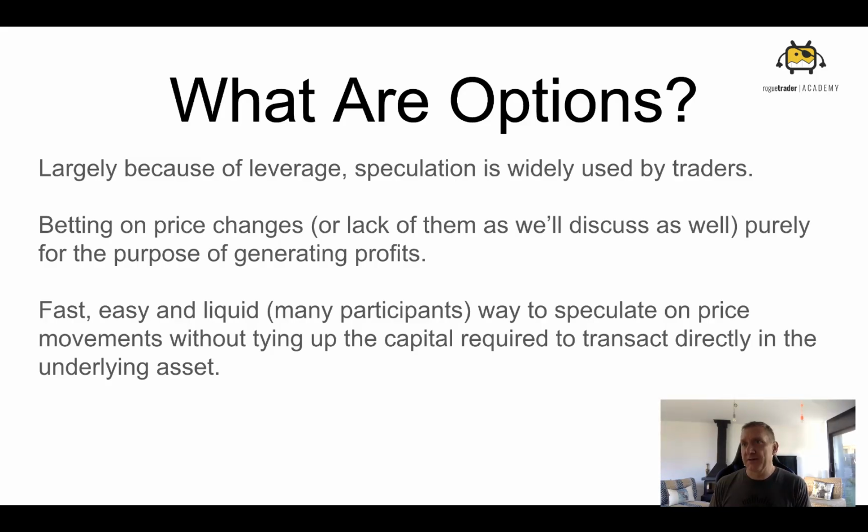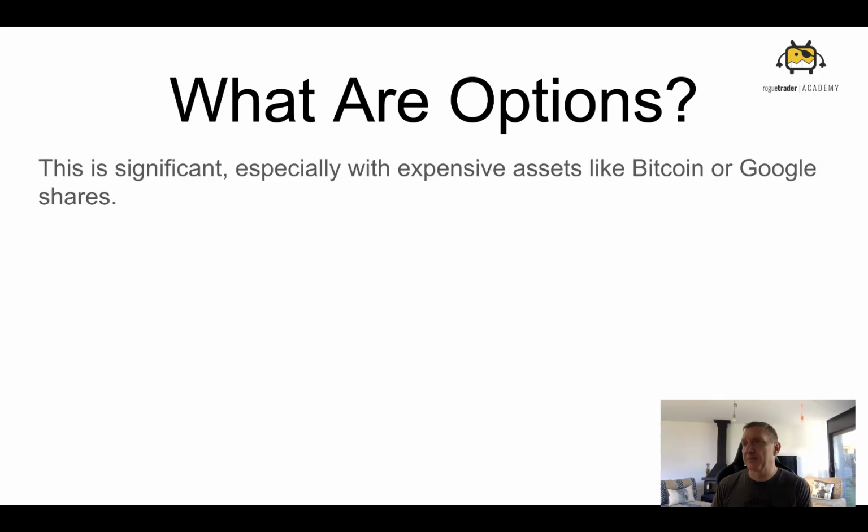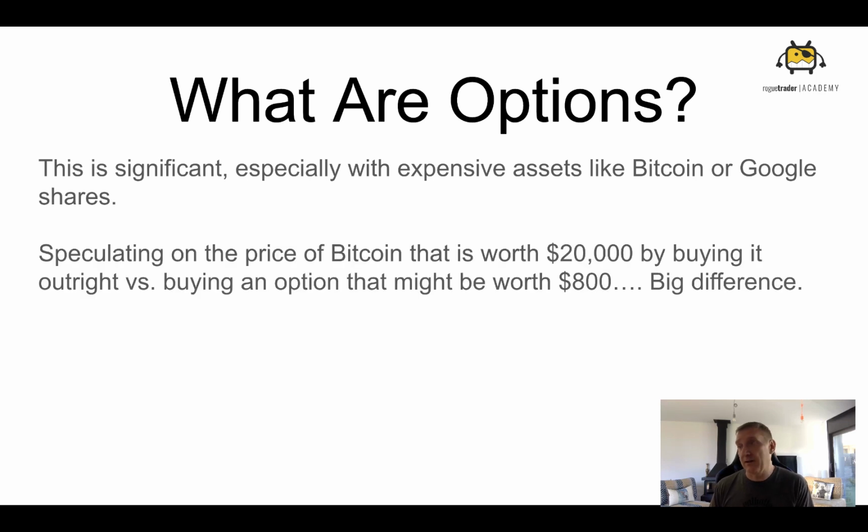Options are wonderful because they're a huge market. They're very liquid, which means a lot of people trading. It's fast to get in. It's easy. It's inexpensive. And you're tying up less capital than you would if you were buying the underlying asset. And here, when we talk about especially expensive assets like Bitcoin or Google shares, those are very expensive assets. So if you shell out of your pocket to buy a Bitcoin or Google shares worth hundreds of dollars, you're starting to swing a pretty big stick and you're putting a lot of capital at risk versus buying some options.